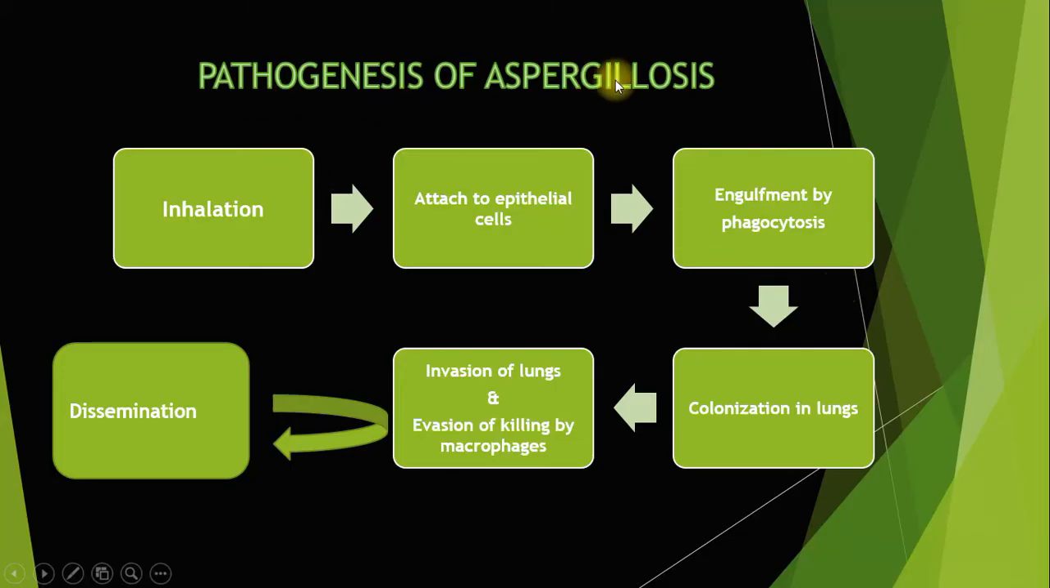Pathogenesis of Aspergillosis. The Aspergillosis is acquired by the inhalation of the conidia, the spores. The spores they enter in the respiratory tract and they attach to the epithelial cells. In the respiratory tract, they are taken inside the lungs and usually they are engulfed by the phagocytic cells. If they are not engulfed by phagocytic cells, then they get colonized in the lungs and they may invade the lungs and evade the killing by macrophages. Then these spores they disseminate to different sites in the body.